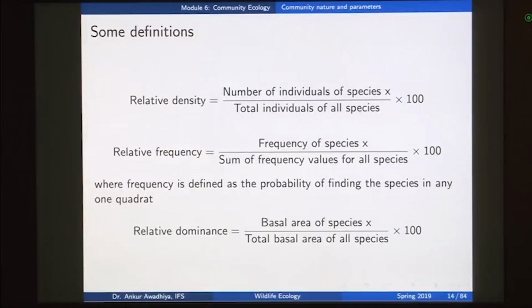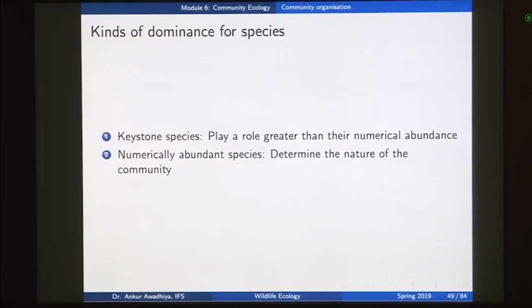So, a more generalized definition of relative dominance is in terms of the importance of the species for that particular community. We can define dominance in two terms. The first is in terms of keystone species, which play a role that is much greater than their numerical abundance. So, if we have a keystone species such as a ficus species in a particular forest ecosystem, we will say that the ficus species is a dominant species because it is a keystone species.